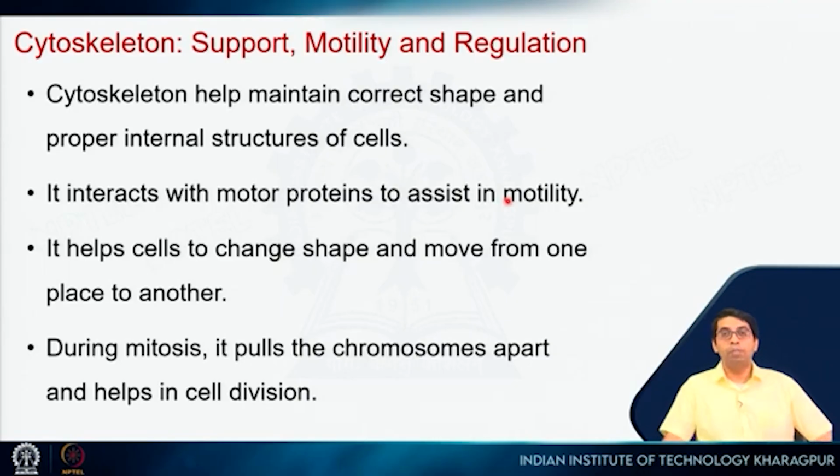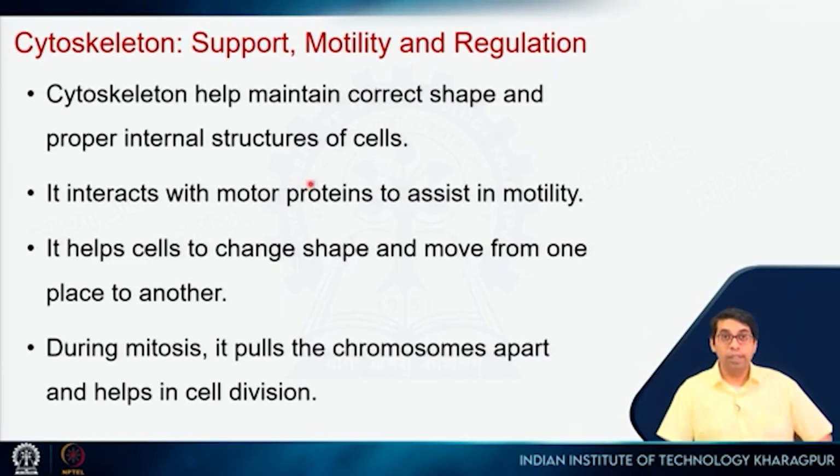Okay. So, I have already talked about microtubules, actins and intermediate filaments. These are called cytoskeleton, just like our skeleton. We have a skeleton that supports our body structure, right. So, we have these bones. Similarly, cells need a particular skeleton to have a particular shape and size. So, cytoskeleton helps maintain the correct shape and proper internal structures of the cell.